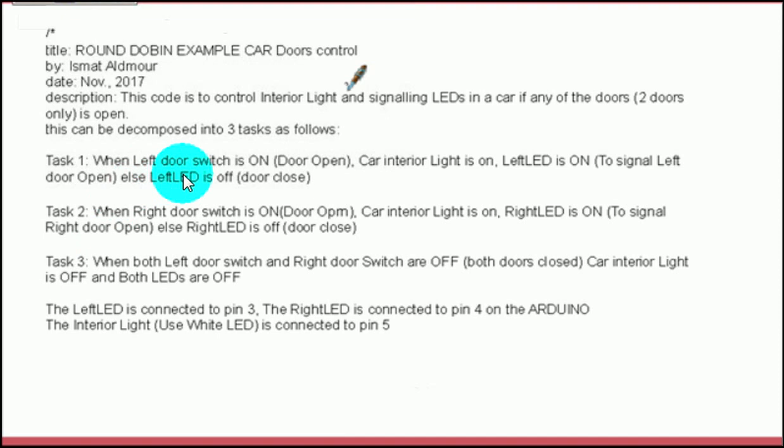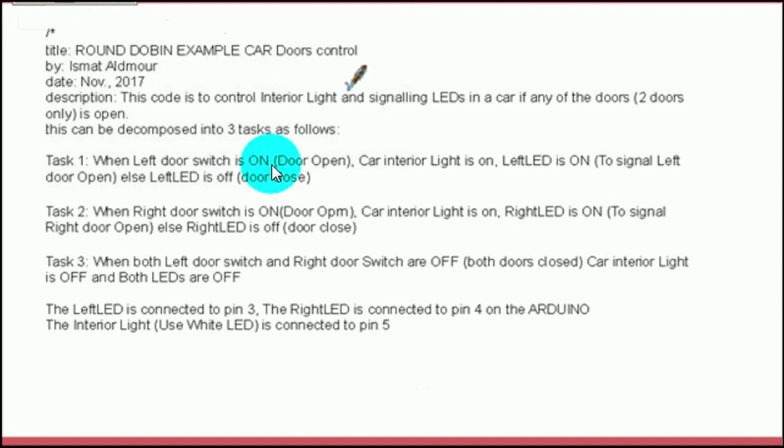So task 1, what is task 1? When the left door switch is on, this means that the door is open or not tightly closed. So if the left door is open, the left door switch will become on. This is my selection. Of course, we discussed that before. You can have positive logic or negative logic. When the door is open, you can have the switch on, or have the switch change from off to on or from on to off.